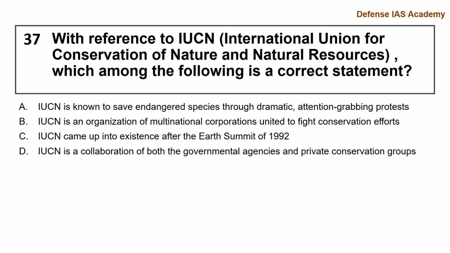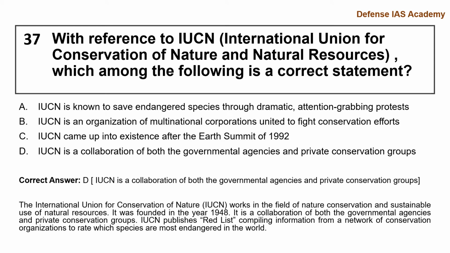Next question 37. With reference to IUCN, International Union for Conservation of Nature and Natural Resources, which among the following is a correct statement? The correct answer is option D. IUCN is a collaboration of both governmental agencies and private conservation groups. The IUCN works in the field of nature conservation and sustainable use of natural resources. It was founded in the year 1948. It is a collaboration of both governmental agencies and private conservation groups. IUCN publishes the Red List, compiling information from a network of conservation organizations to rate the species that are most endangered in the world.